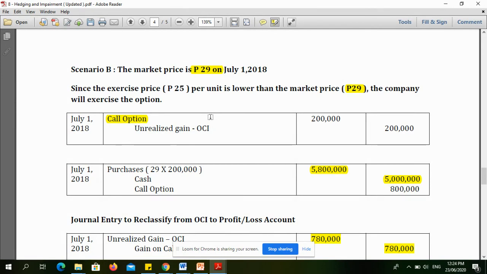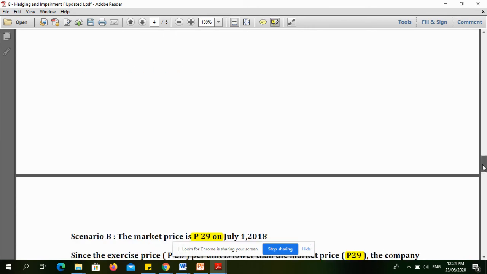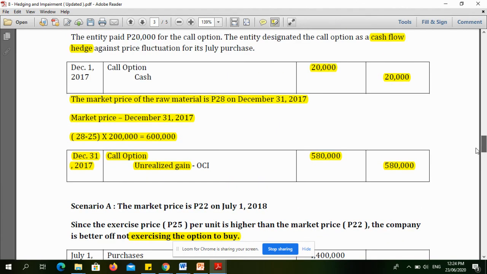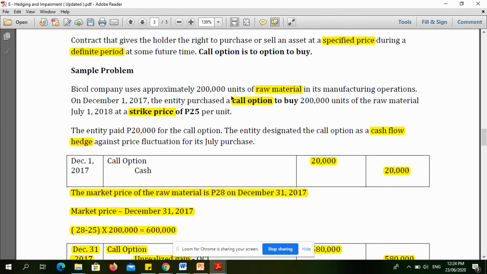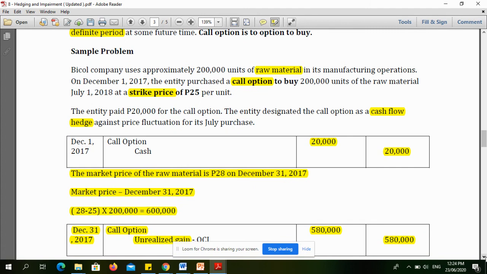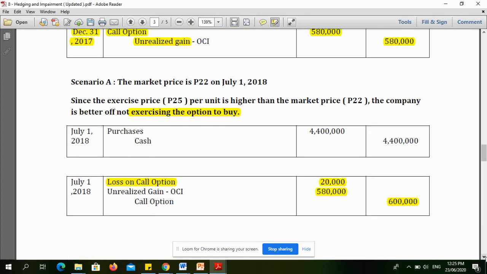Number two, the derivative requires either no initial investment or an initial small investment. Na-meet ba to sa problem? The answer is yes. Kasi ang ginawa ni Bicol Company, nagbayad siya ng 20,000 pesos. So yung 20,000 pesos, this is the initial small investment that we're talking about. So that's correct. Number three, the derivative is readily settled at a future date by a net cash payment. The answer here is also correct. So, makikita natin siya sa journal entries natin.